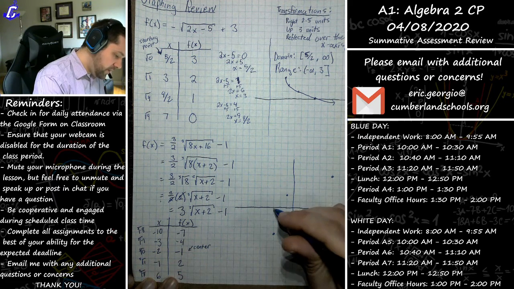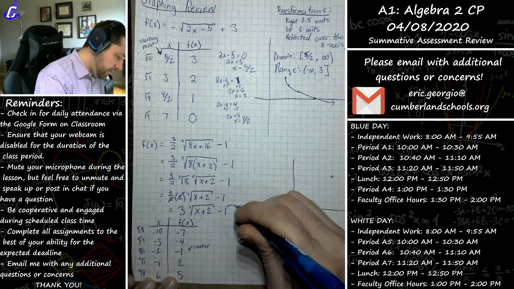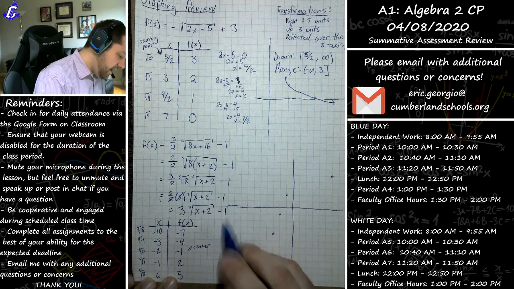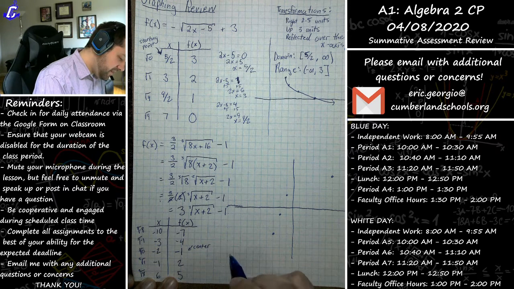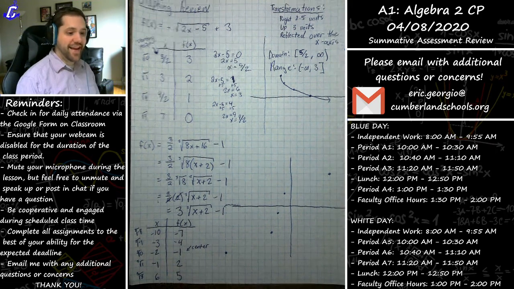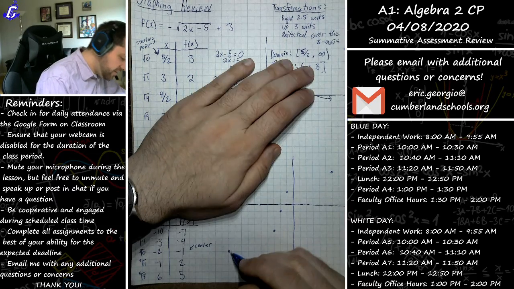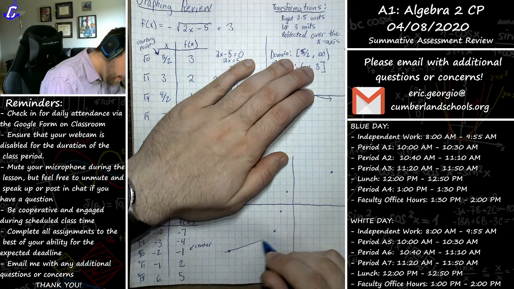Negative 1, 2, 3, 4, 5, 6, 7, 8, 9. Oop, we need one more. That was really ugly. Negative 10, comma negative 7. 1, 2, 3, 4, 5, 6, 7. Right there. Okay. If you notice, your cube root function does make that S shape, which you expect it to make. So we can just go ahead and connect these all to the best of our ability here.